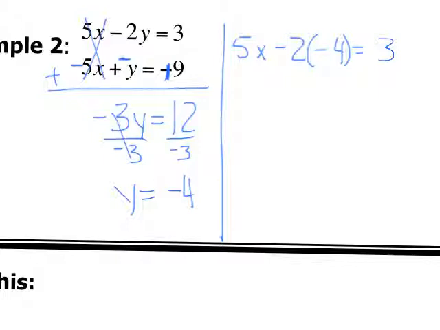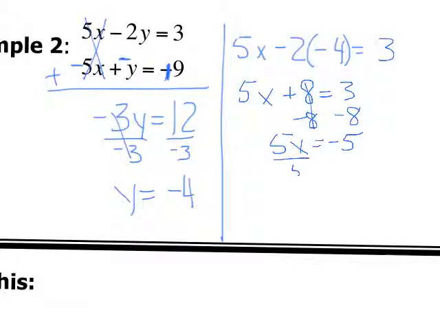So I need to multiply, so I have 5x. Negative 2 times negative 4 is a positive 8. Subtract 8. 5x is negative 5. Divide, and x is negative 1. So then my answer is negative 1, comma, negative 4.